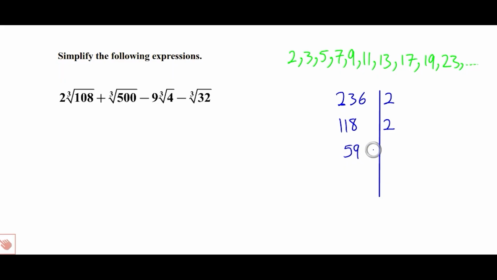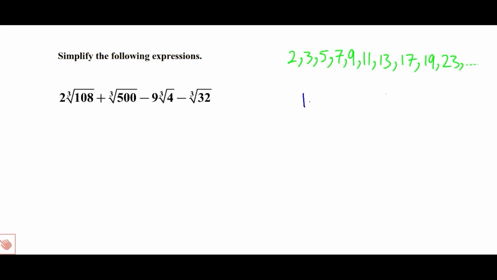So we write this number, 59, on the right side of the vertical line. So we have 236 is equal to, we multiply these numbers together, 2 times 2, which is 2 squared, times 59. Now let's factor these numbers one by one.